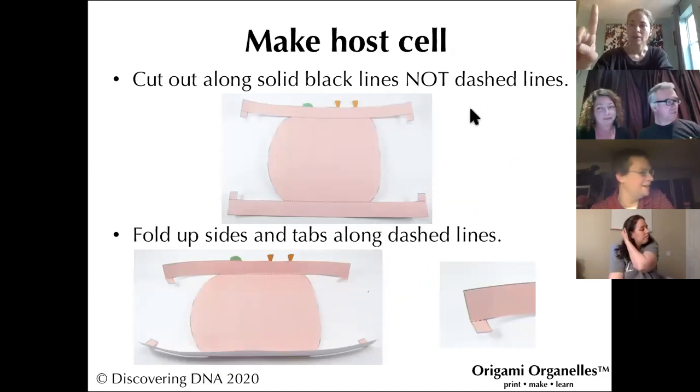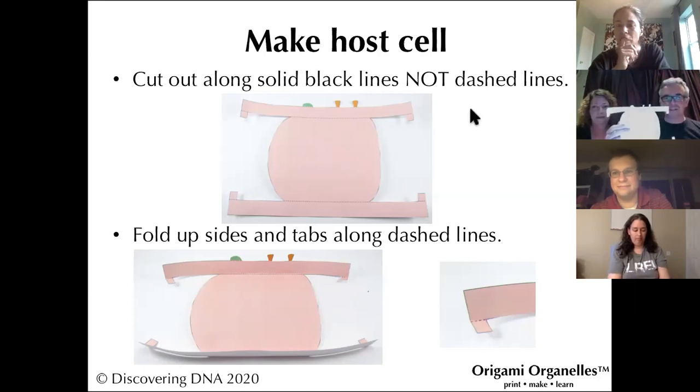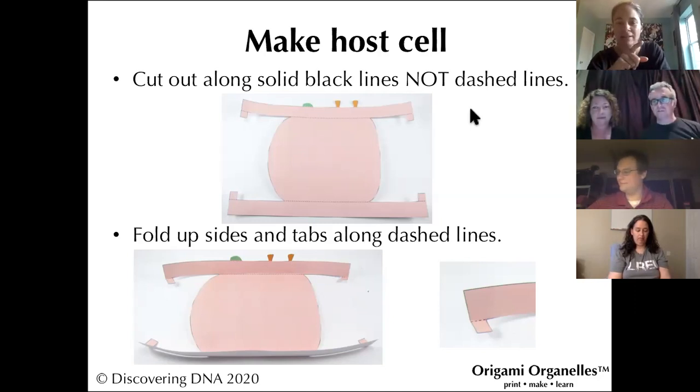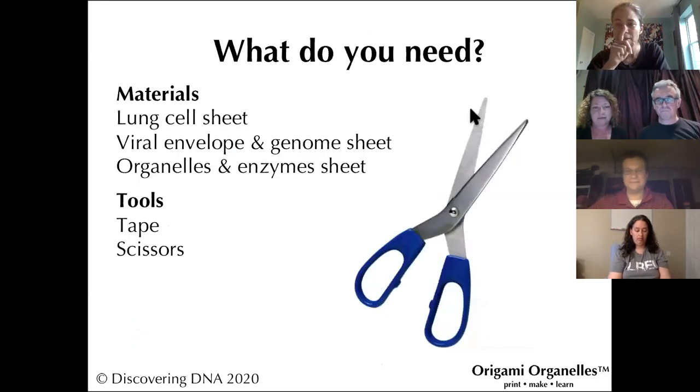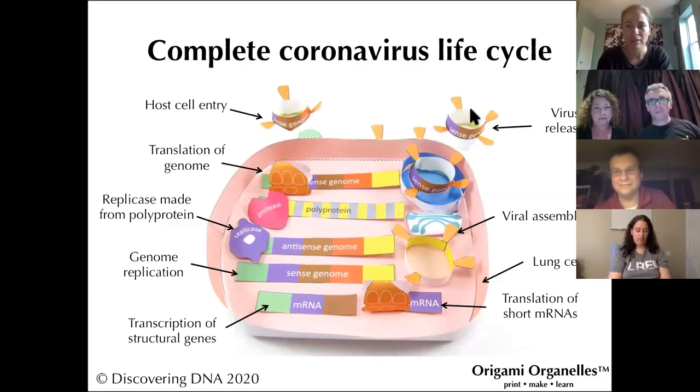Okay, so the first thing we're going to do is make the host cell. We're going to go straight into making the model because I think this is the best way to see what the idea of origami organelles is about. Hopefully you have one of these pre-cut. Could we go back to the slide that shows all of the pieces? Yes, sure, thanks. I just want to muse on that for a second.